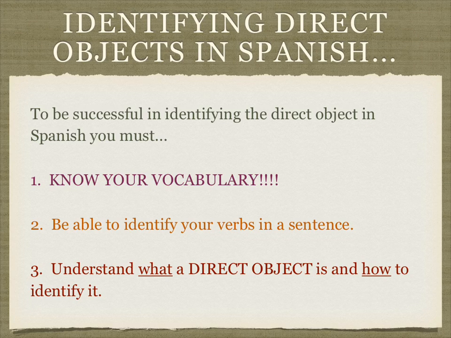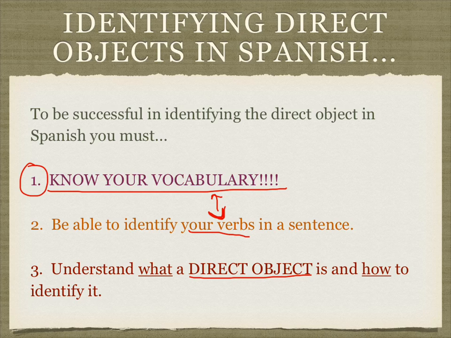So here's just a note of how you can be successful in identifying the direct objects in Spanish. One, you have to know your vocabulary. That makes it tons easier. You have to be able to identify your verbs. If you know your vocabulary, you can identify your verbs. Understand what a direct object is and how it is identified. That's very important. If you understand the concept, that makes it easier also. So you have to know your vocabulary.